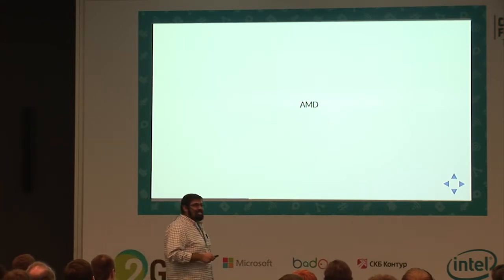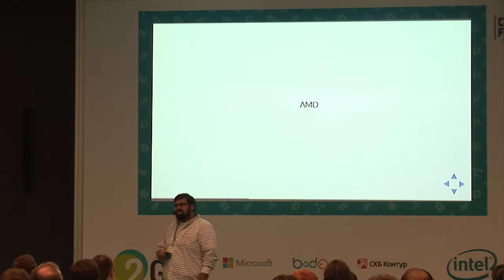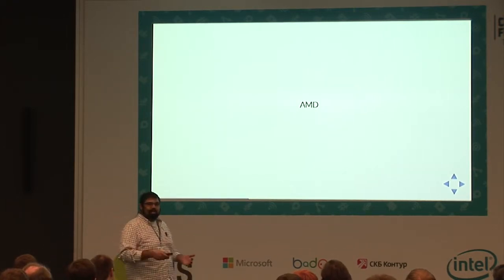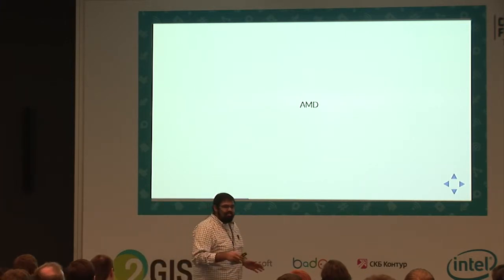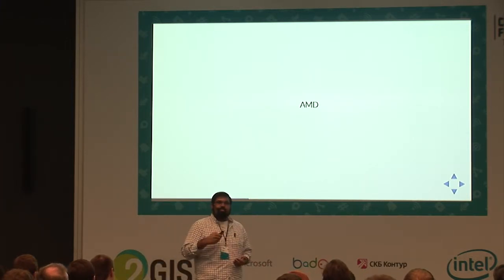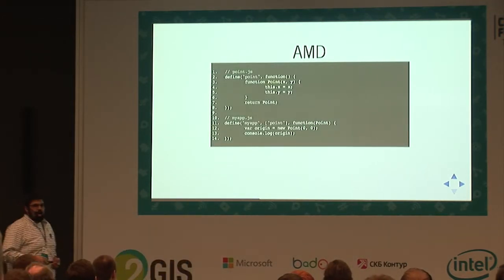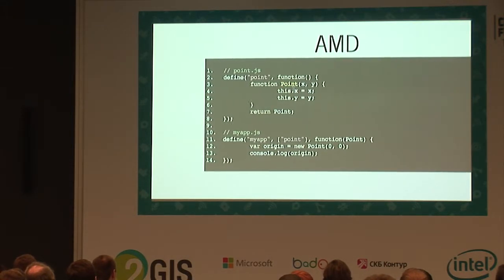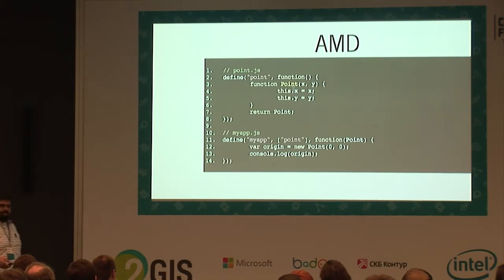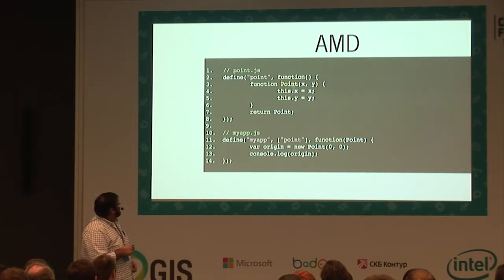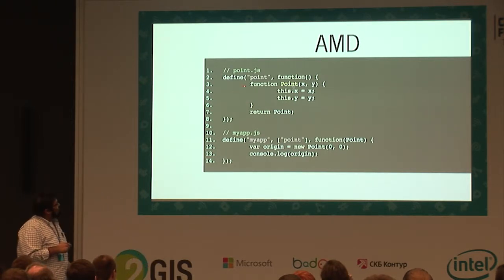AMD is the asynchronous module definition. This is a specification for how to load separate JavaScript files as modules into a web browser. This is a specification that happened a while ago, and there are a few implementations of it. But what this actually looks like in terms of code is a way to define, let me zoom in here as well. In AMD, which is the asynchronous module definition, you can define a module like this here called point. And the module point is defined by calling this special function called define.